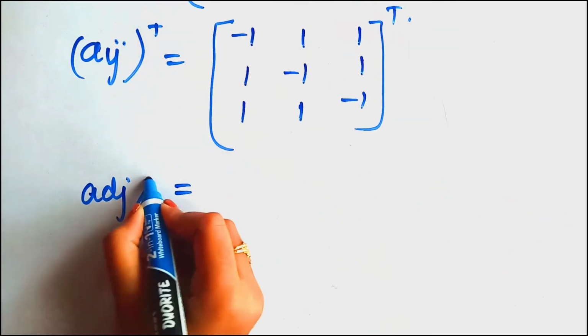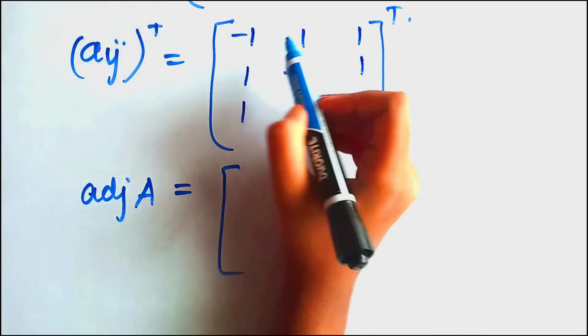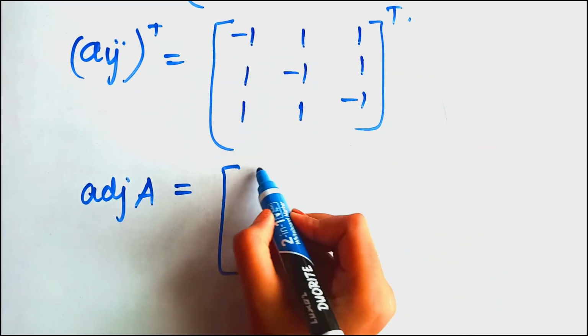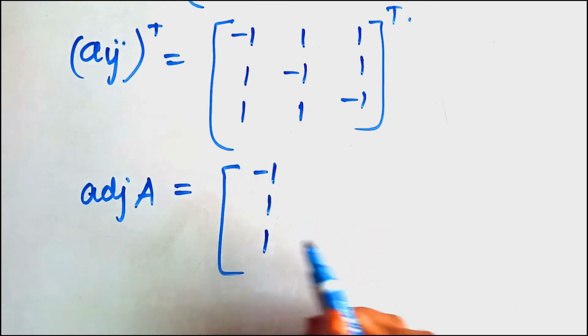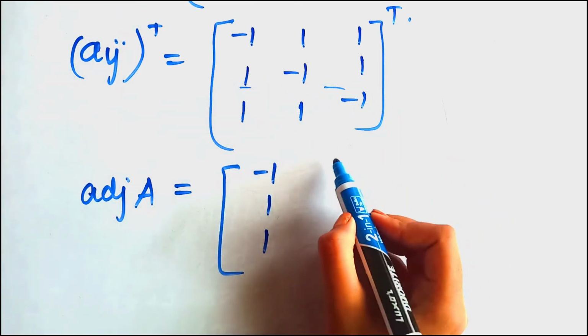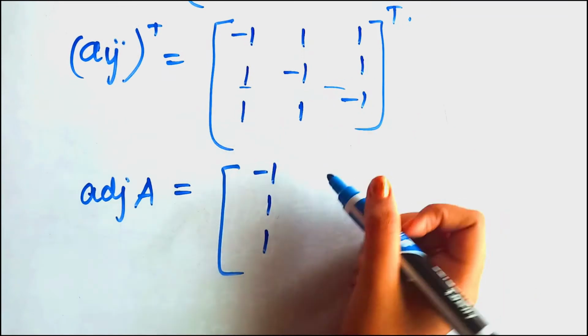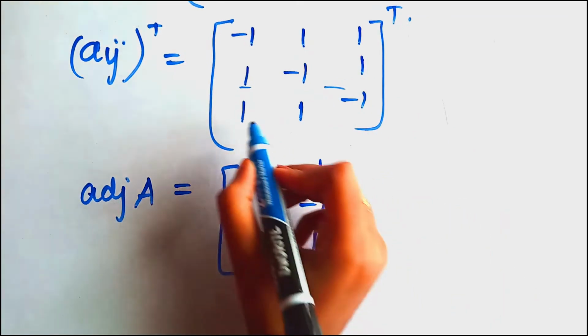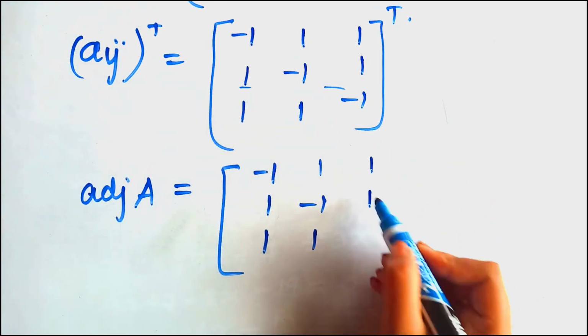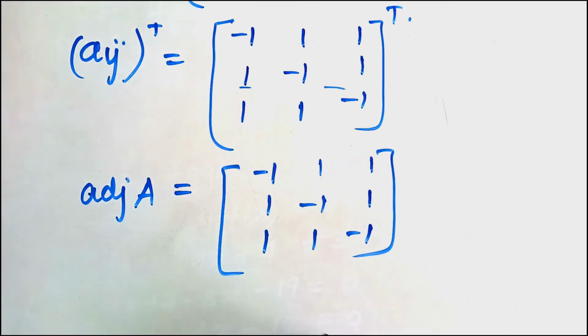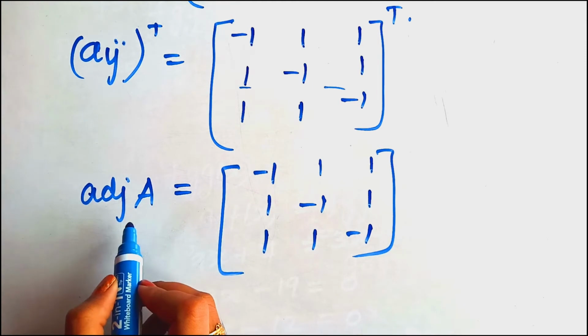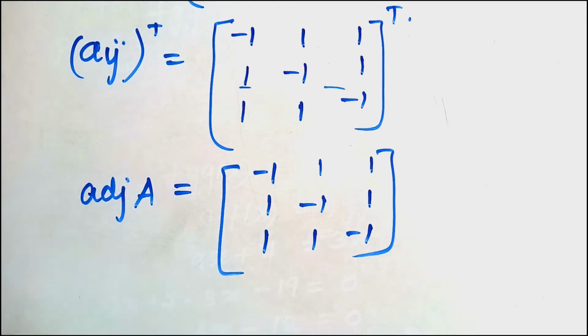adjoint of A. So while taking a transpose, you have to take the first row and put it in the first column, which is minus 1, 1 and 1, and then second row and put it in the second column, which is minus 1, minus 1, 1, 1, minus 1, 1, and then third row in the third column, which is 1, 1, minus 1. So this is how you find the transpose of the cofactor of A. Okay, now we have found the adjoint of A and determinant of A, and now let's substitute in the A inverse formula.